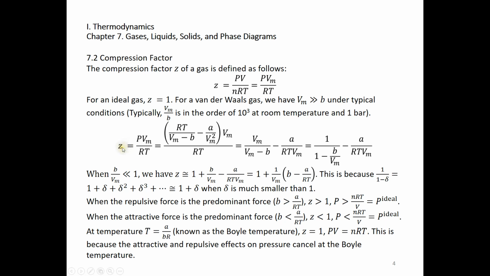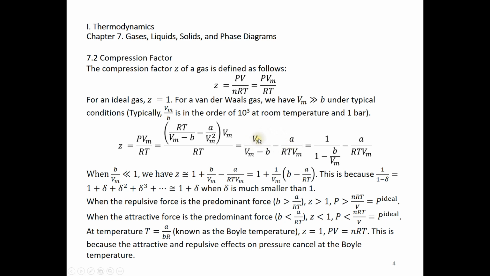The compression factor is P times molar volume over RT. For a van der Waals gas, the pressure is RT over molar volume minus B, and then we subtract A over molar volume squared, and then multiply by molar volume. There are two terms. The first term is molar volume over molar volume minus B, because RT and RT cancel. And over here we have RT on the bottom, and then it becomes A over RT molar volume. This is because this molar volume and this molar volume squared partially cancel. So we have this equation.